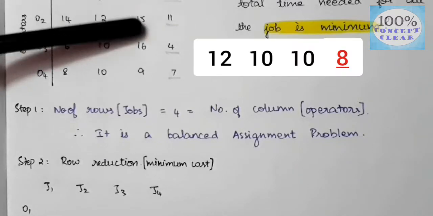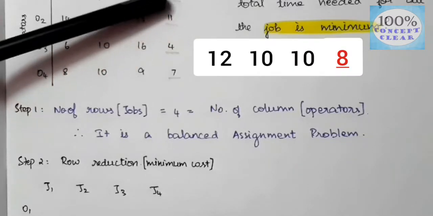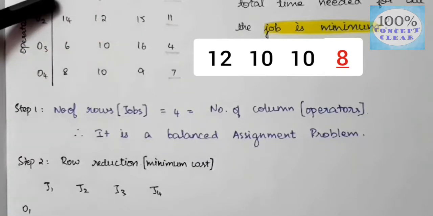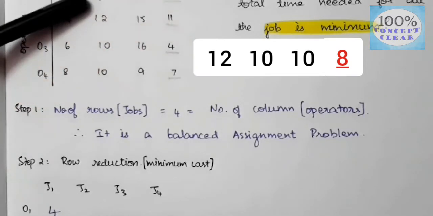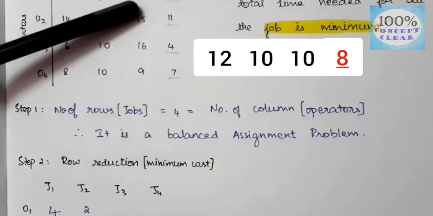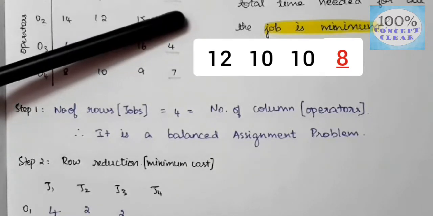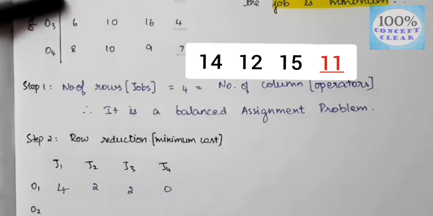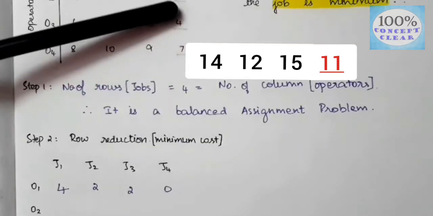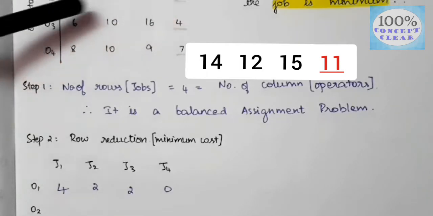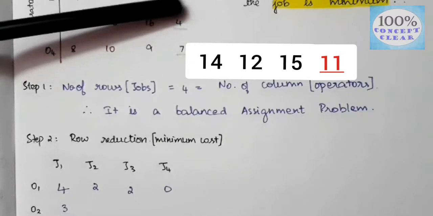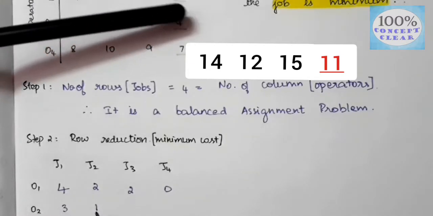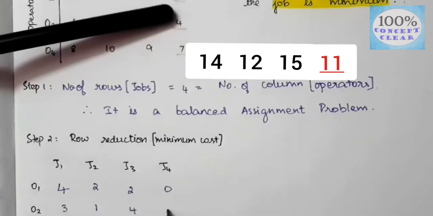In first row, 8 is minimum value. So subtract that 8 with each element in the row. So 12 minus 8 is 4, and 10 minus 8 is 2, and 10 minus 8 is 2, and 8 minus 8 is 0. In second row, 11. So minimum value is 11. We have to subtract that with each element. 14 minus 11 is 3, and 12 minus 11 is 1. And 15 minus 11 is 4, and 11 minus 11 is 0.